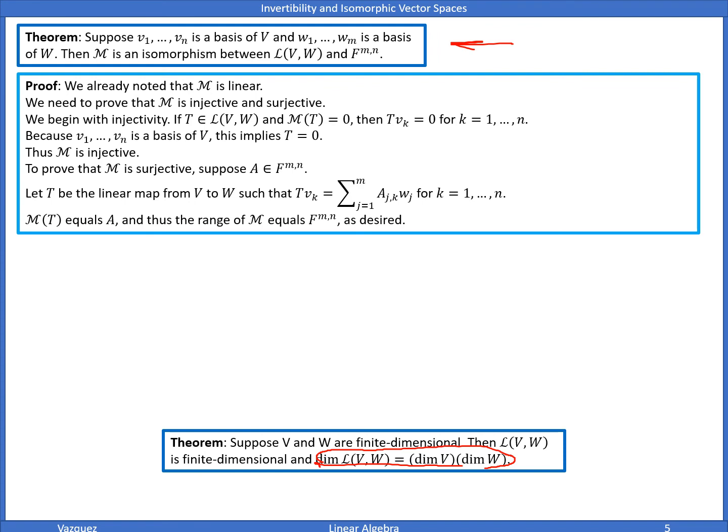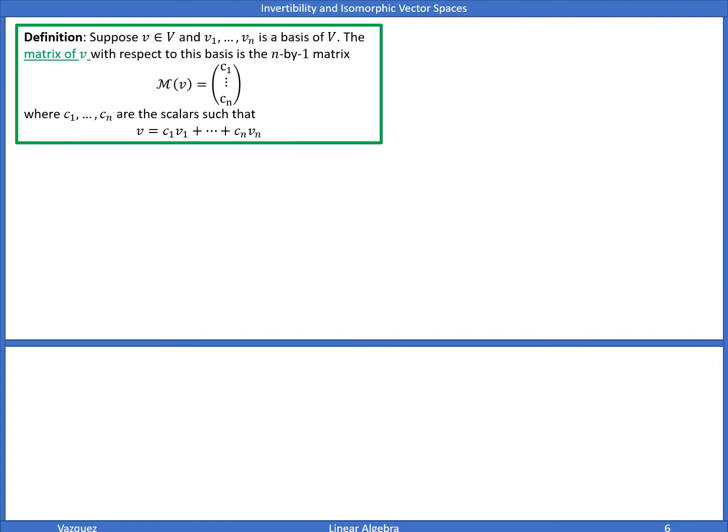Okay, now we're going to move on to linear maps thought of as matrix multiplication. We had previously defined the matrix of a linear map. Now we're going to define the matrix of a vector, which might not be new if you've taken a matrix algebra class. So suppose v is in vector space V, and V1 to Vn is a basis of V. The matrix of v with respect to this basis is the n by 1 matrix M(v) with entries C1 to Cn, where C1 to Cn are scalars such that v is equal to that linear combination there.